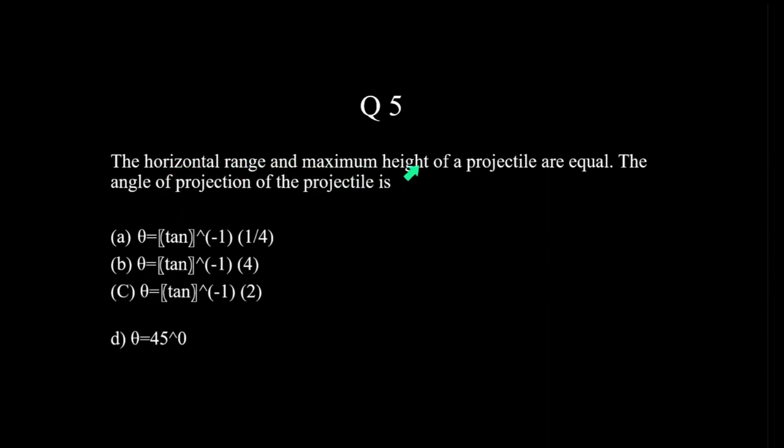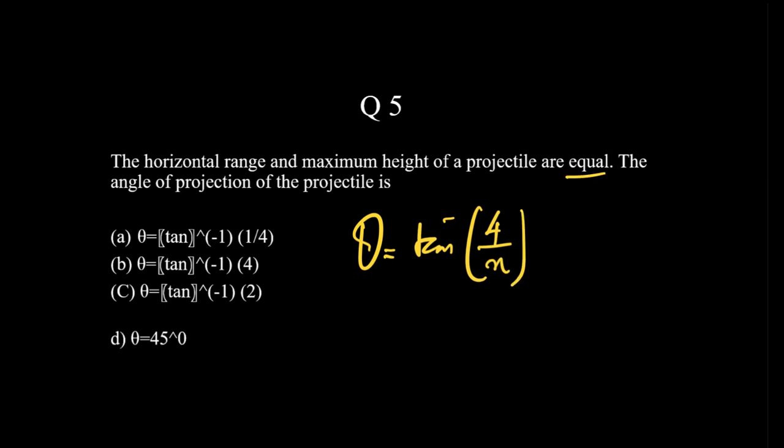The horizontal range and maximum height of a projectile are equal. The angle of projection of the projectile is? See, this is a very straightforward question, and we know that theta is equal to tan inverse 4 by n, and since it is said that both of them are equal, n is equal to 1. Therefore the correct answer would be theta is equal to tan inverse 4.